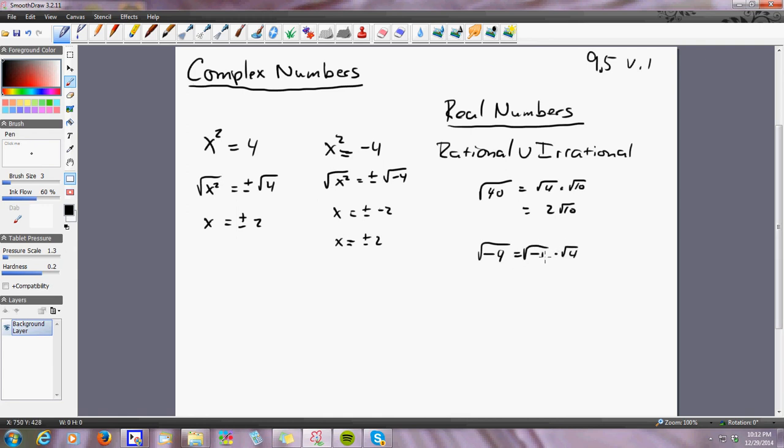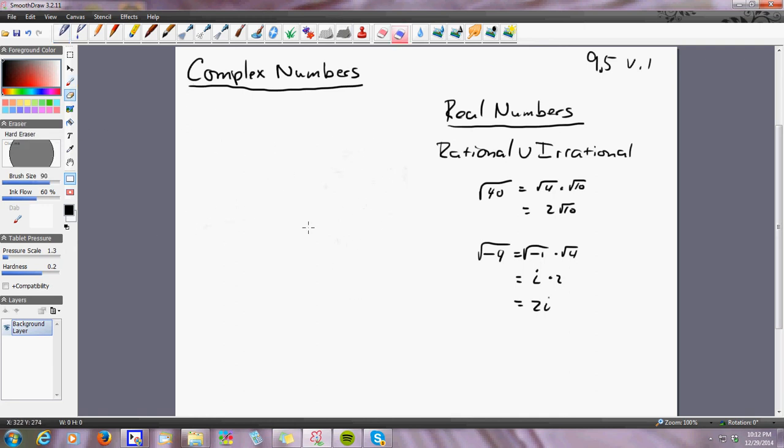Now, here's how you get a complex number. Radical negative 1 is equal to i, and that's it. The square root of 4 is 2, so here I get the complex number 2i. This, because it's just 2i, is called a pure imaginary number.